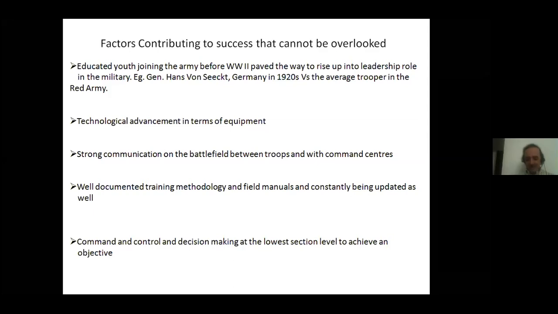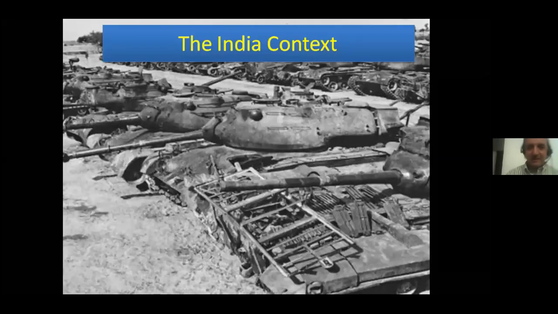Now, with that, we come to the end of the Second World War, and something that's awaited here is the India context that we need to look at very strongly. The picture is from the famous Patanagar, where 93 to 100 tanks were destroyed by India in the 65 war against Pakistan. That's why I put up this backdrop here.